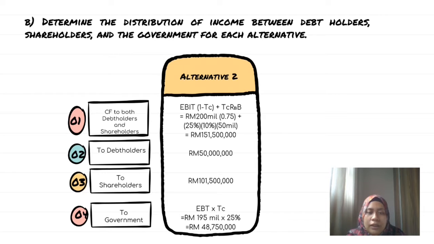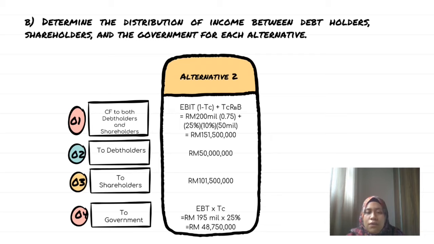Next, to the shareholder, how do we get this 101.5 million? This is because after step 1, we minus step 2 and the balance is for the shareholder. So what this means is 151.5 million minus 50 million, the balance is 101.5 million. This is the income to the shareholder.